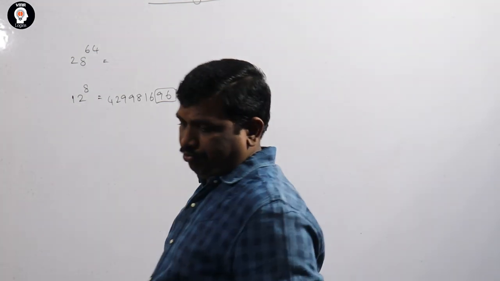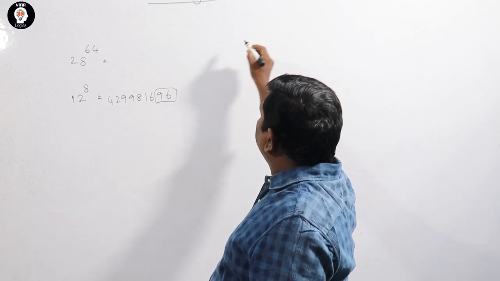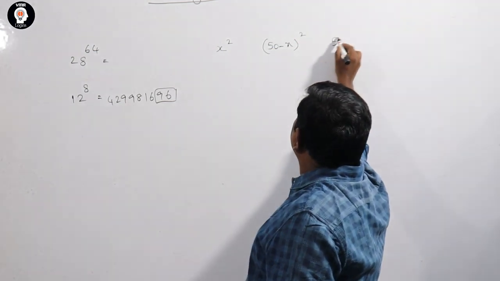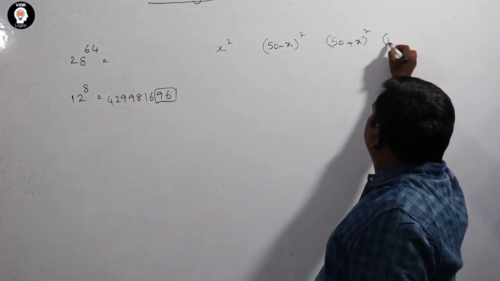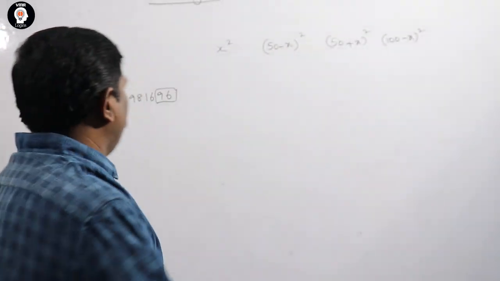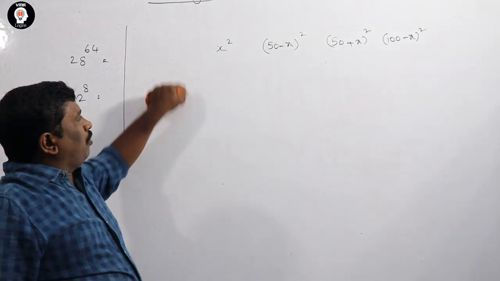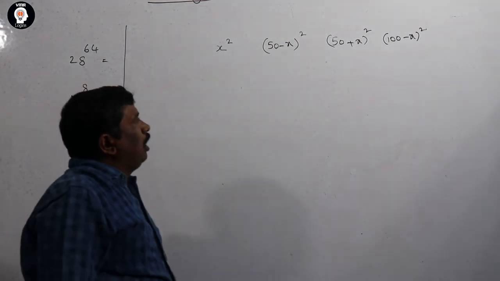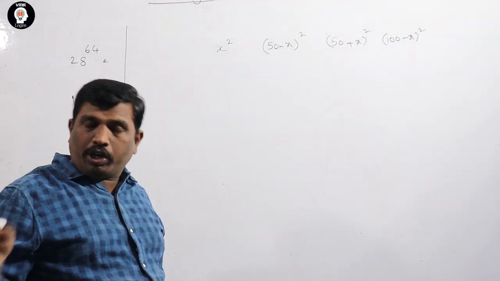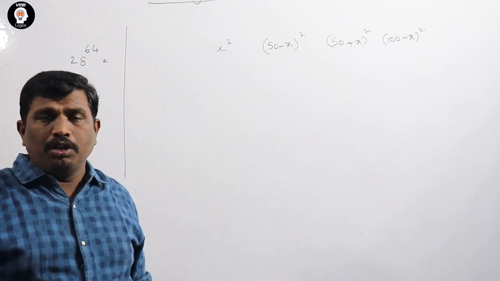I'll give you some rules, observe. We have some certain rules. The rules are x square, 50 minus x whole square, 50 plus x whole square, 100 minus x whole square. Among all these things, the last two digits are the same. You can check. You can take any number of your choice and check it.